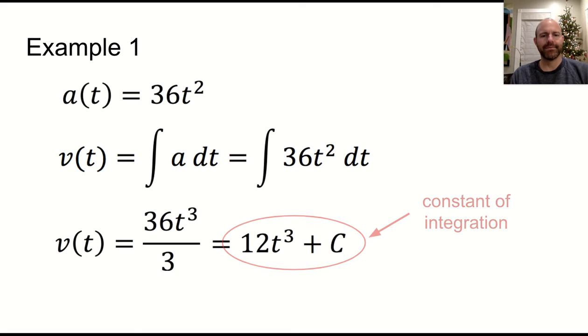Now, I added an extra c there. And that's because, as we recall, when we go from acceleration to velocity, we don't fully know the initial condition without having an extra piece of information.